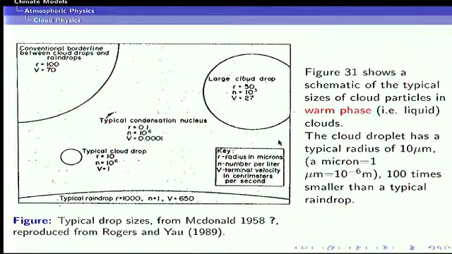What I'm going to be talking about today is cloud droplets, and this is a schematic to highlight the differences between these size categories. A typical cloud droplet has a radius on the order of 10. The units here are microns, so meters times 10 to the minus 6. A cloud drop is on the order of 10 microns, compared to a raindrop, which is on the order of 1,000 microns.